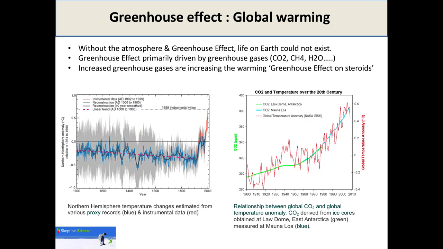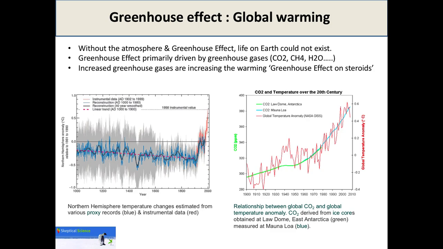So this phenomenon is what allows life to exist on Earth. It's also something that, when people talk about climate change and human-forced climate change, is being influenced by producing more greenhouse gases. It is human activity that's changing the temperature.